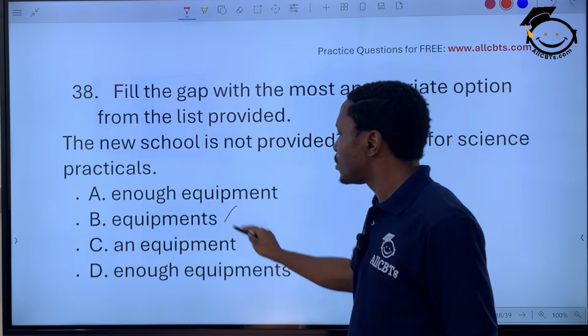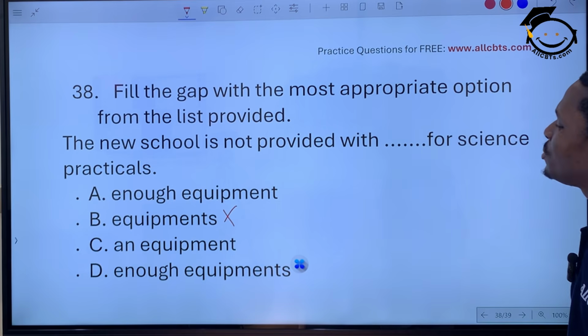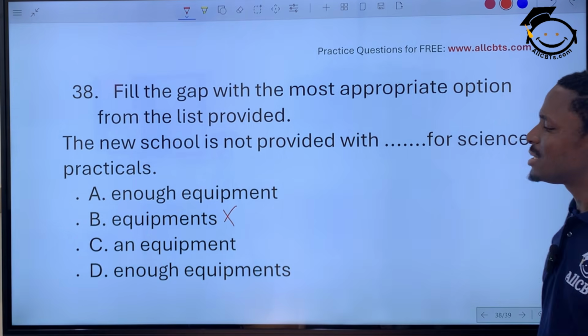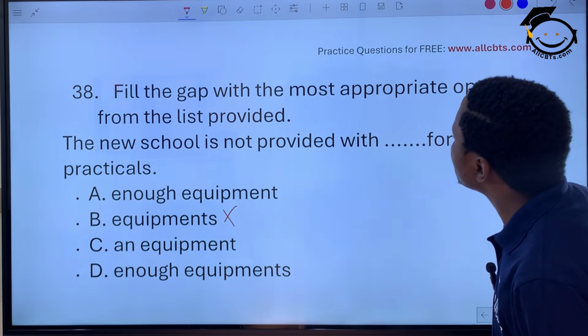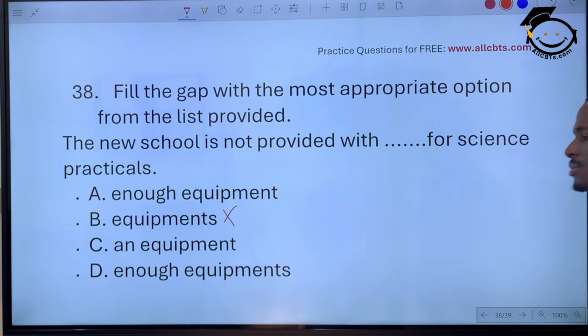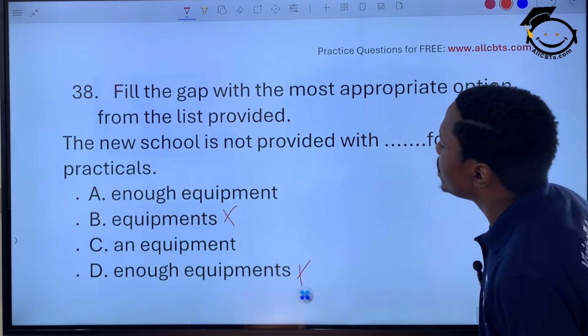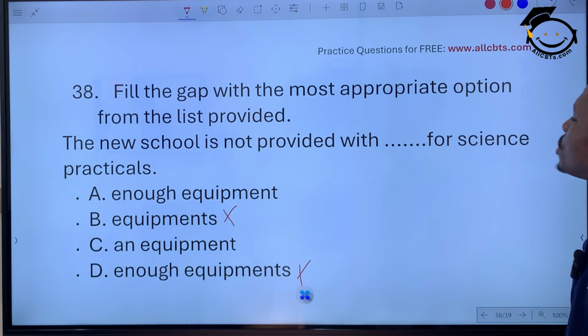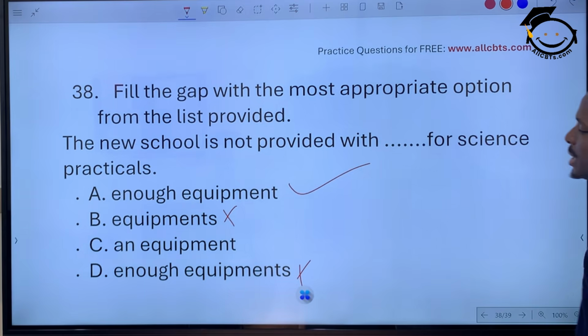So this is wrong: the new school is not provided with an equipment for science practical. Structurally wrong, it doesn't even sound right. Equipments with the S is also wrong. So we're between enough equipment and equipment. The new school is not provided with enough equipment, not an equipment.